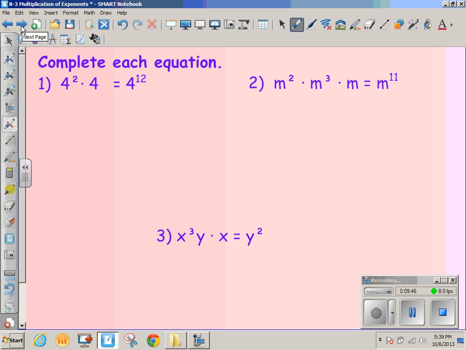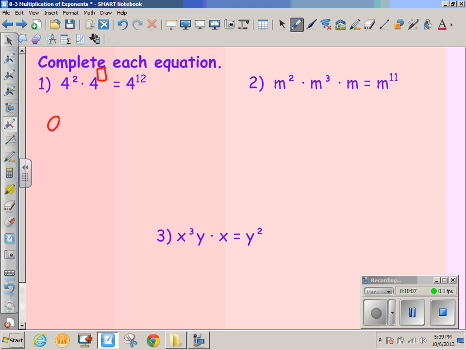All right, last page, complete each equation. So what we're going to do here, you guys, is to fill in the exponent that is missing. So I have 4 raised to the second times 4 raised to some power is equal to 4 raised to the 12th power. And once again, let's just remember what we talked about to begin with.